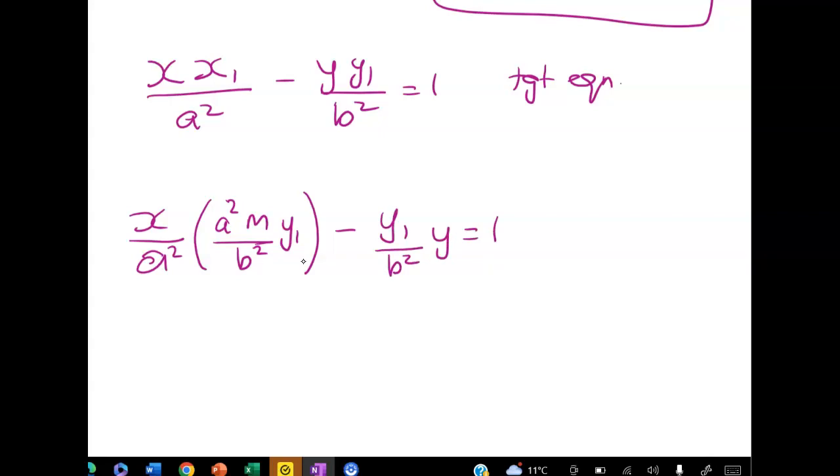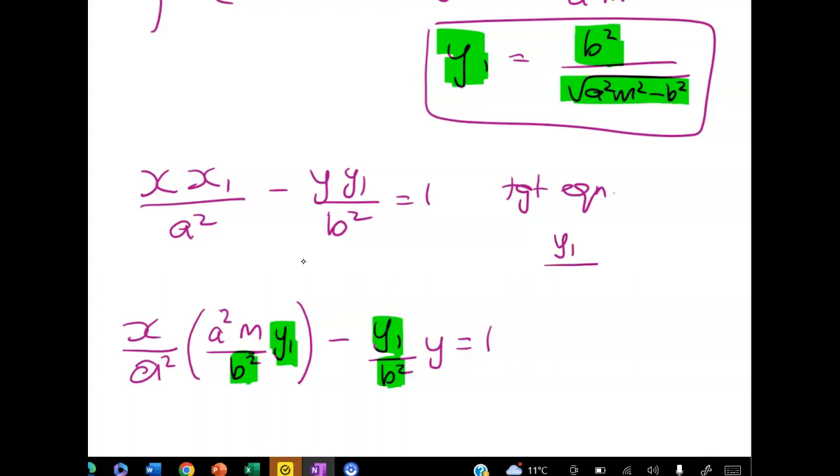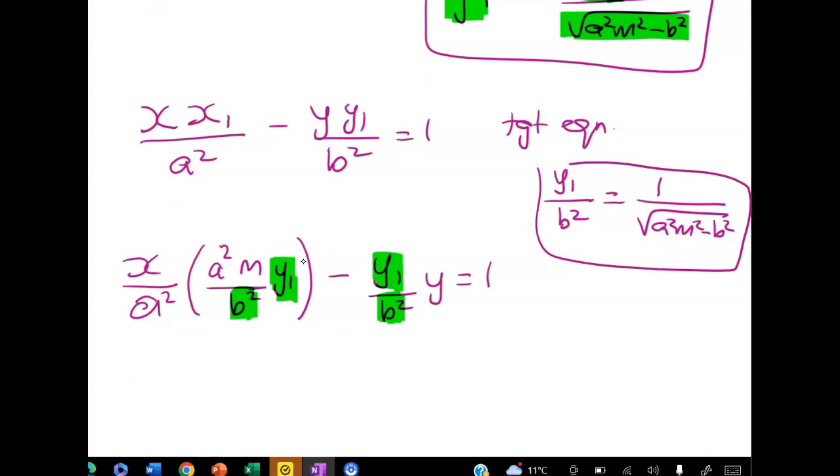Before we go into a whole lot of big mess, let's look at what we've just figured out here. We've got y1 is equal to b squared over all of this. And if you look at that, you'll see that in here, we've got a y1 over b squared, and here we've got a y1 over b squared. So you can do a bit of quick work to rewrite y1 over b squared as 1 over this. And that means I can now replace the stuff in green with this. And you can also see that a squared divided by a squared simplifies away.